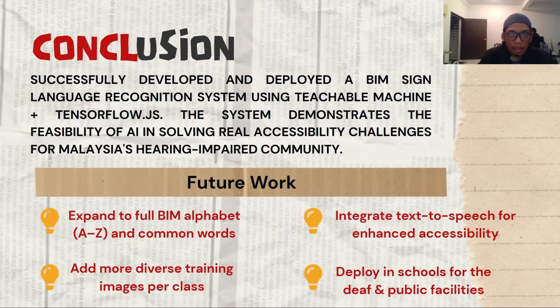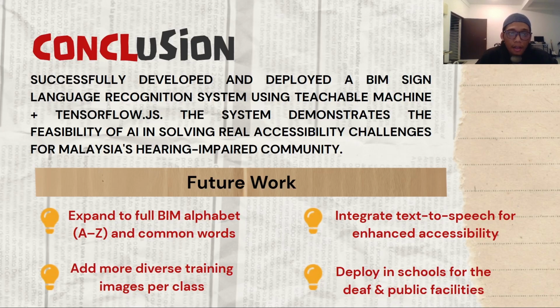So, based on these results, in conclusion, our project successfully developed and deployed a BIM sign language recognition system using Teachable Machine and TensorFlow.js. The system demonstrates that artificial intelligence can be used to improve communication accessibility for Malaysia's hearing impaired community by recognizing BIM hand gestures in real time.